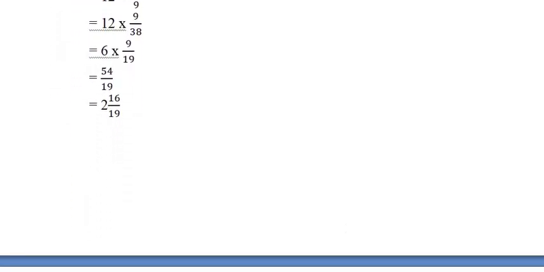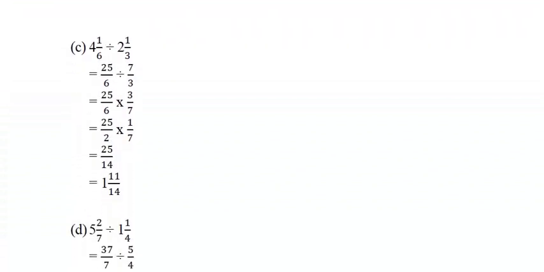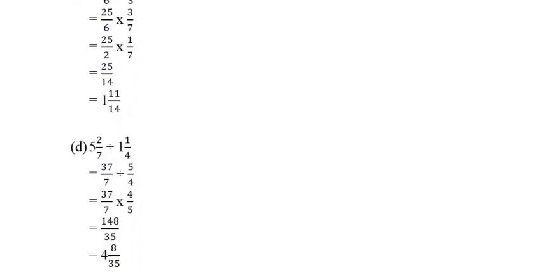Now similarly we will solve question number 2c and 2d. Just convert this mixed fraction into an improper fraction, and you change the sign of division into multiplication. The number which follows this division sign will be reciprocated. You have to include the reciprocal of that fraction. So this is how you will solve question number 2c and 2d.